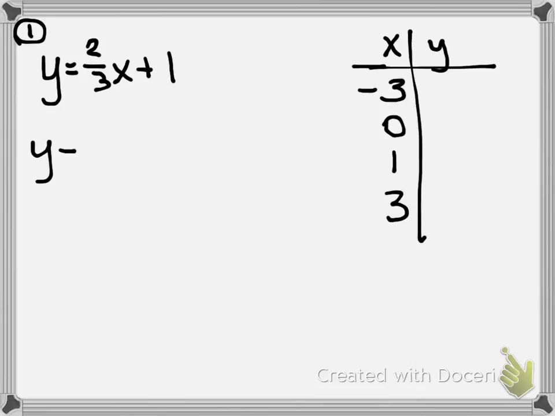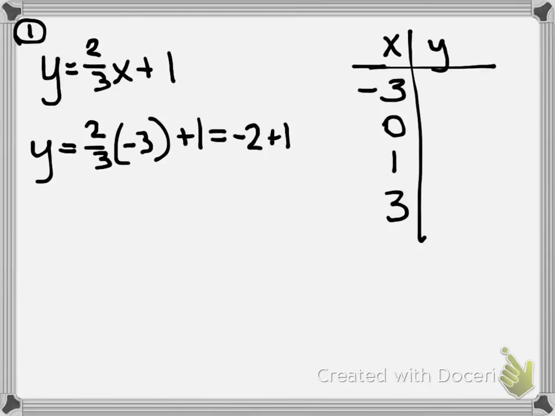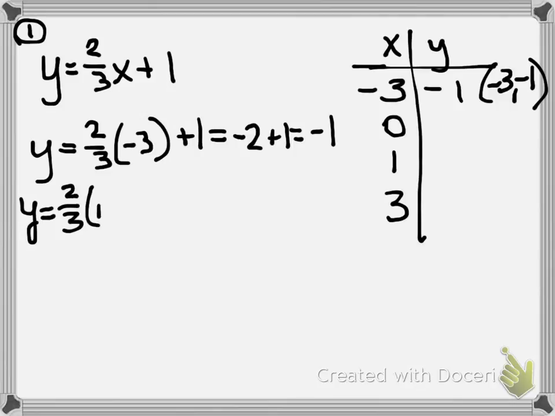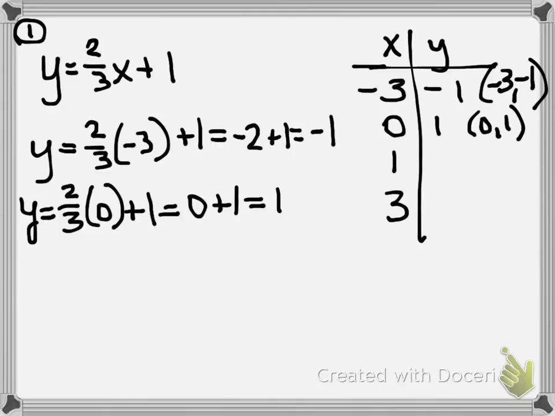So let's plug in x. And that would mean the 3's would cancel, and y would be -2 plus 1, which is -1. So one point on this line is -3, -1. Well, let's plug in the 0 for x. So that would mean y would be 0 plus 1, which is 1. So we have the second point, 0, 1.